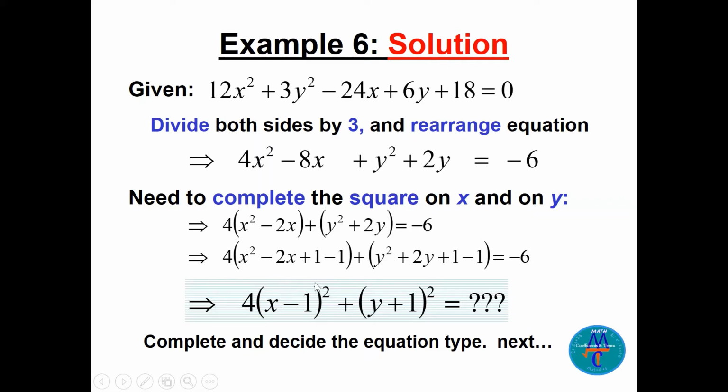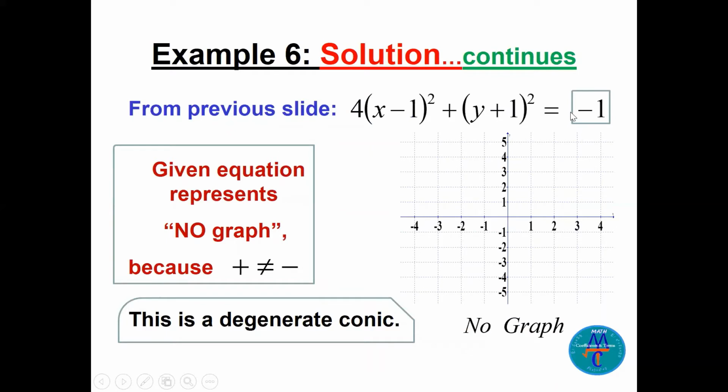4 times (x minus 1) squared, and 4 times minus 1. You see that one? 4 times minus 1, that's minus 4 here. And this is (y plus 1) squared minus 1. And there's the minus 4 minus 5. Let's continue on the next slide to see. It will be minus 1 here.